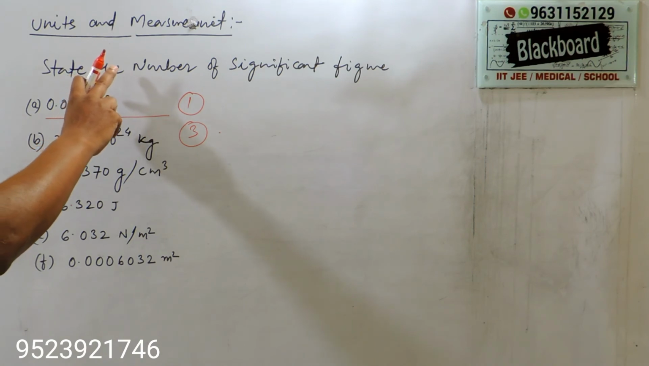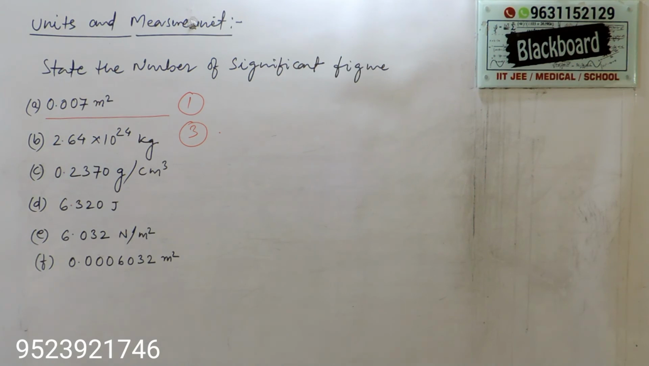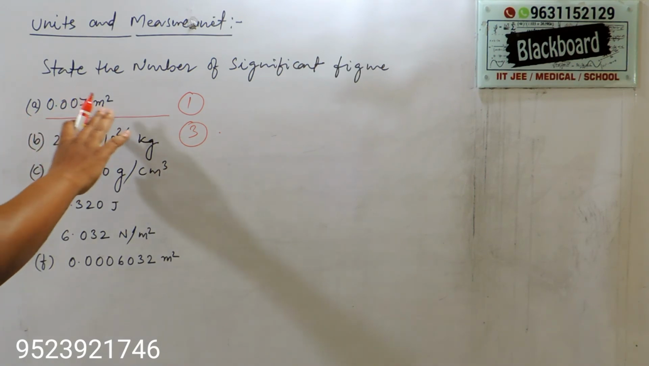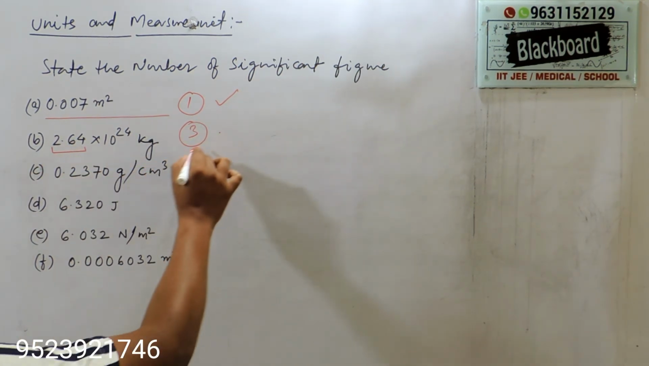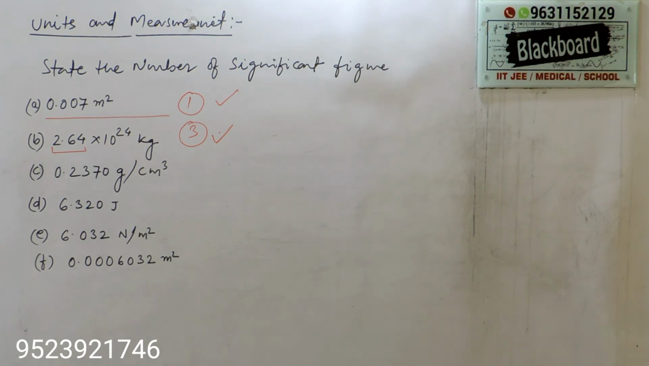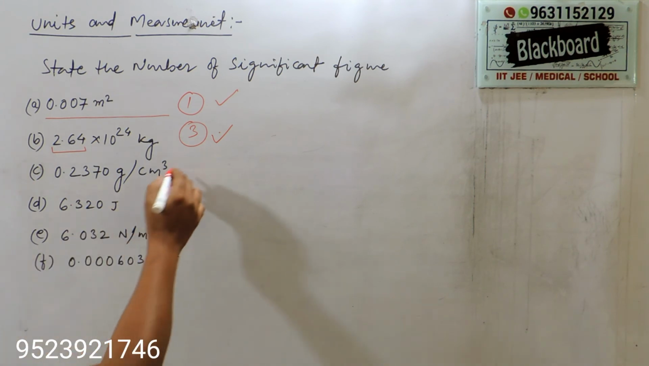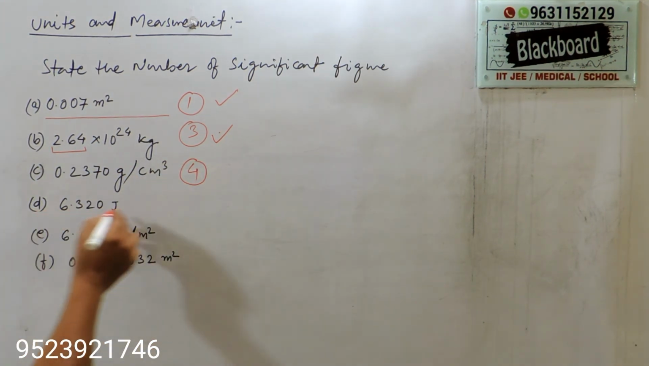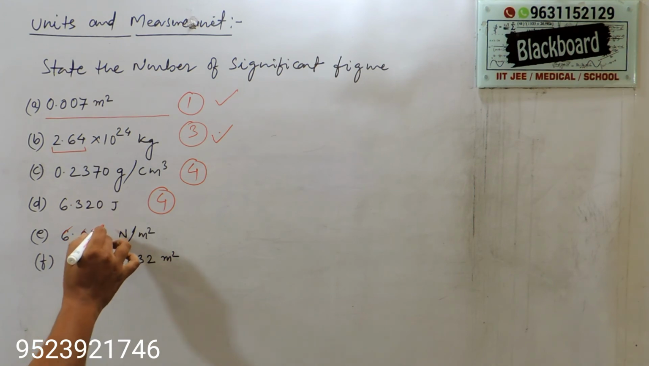And here in this question, in a number less than 1, the 0s on the right of the decimal point but to the left of the first non-zero digit are not significant. So here significant digit is 1, and here significant digits are only these, so 3. In question number 3, 0.2370, the number of significant figures is 4. In the fourth also, the number of significant figures is 4, and in the fifth, 6.032 Newton per meter square, the number of significant figures is 1, 2, 3, 4.